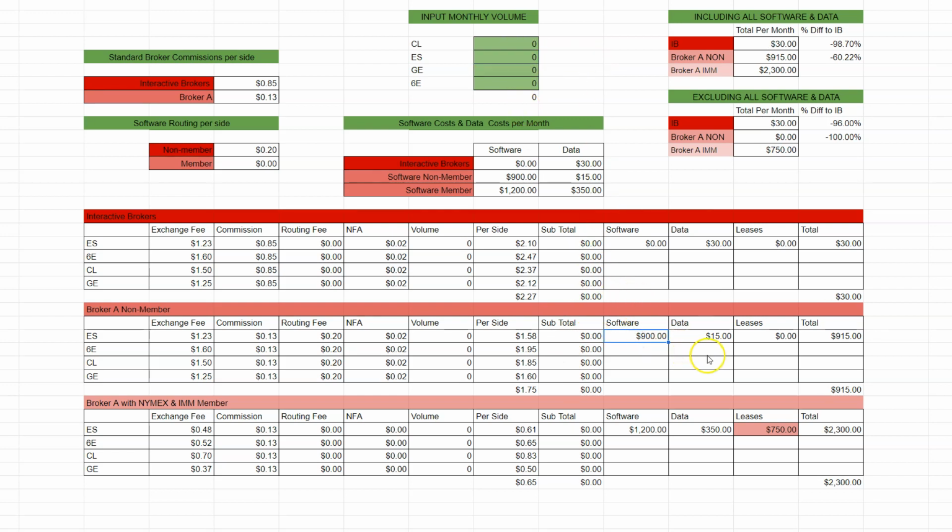Software costs are fixed because you've got them anyway. Data costs are fixed, there's no lease. And you'll see as we go down the member ones, it's got everything the same. Lower cost per side, 48 cents, 13, no routing, no NFA, 61 per side.